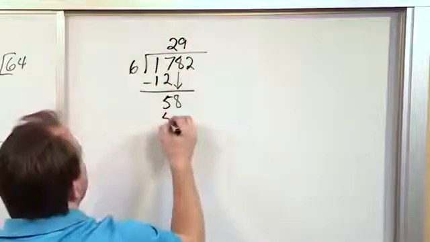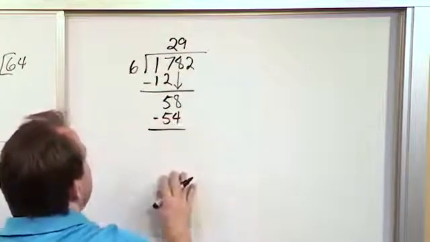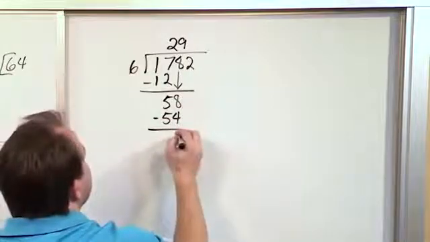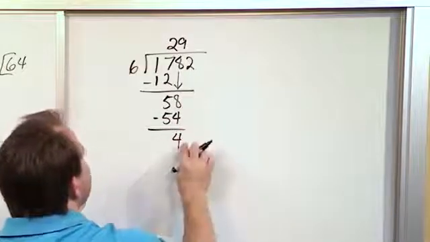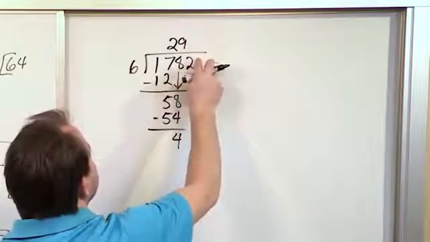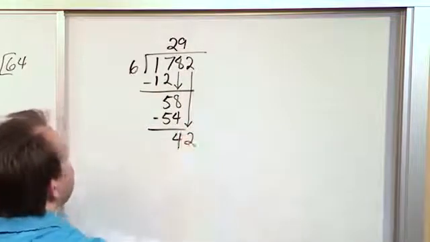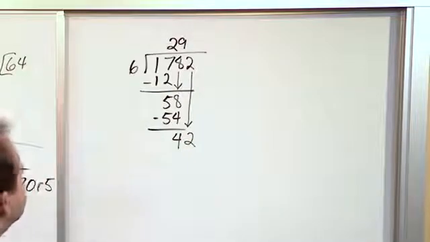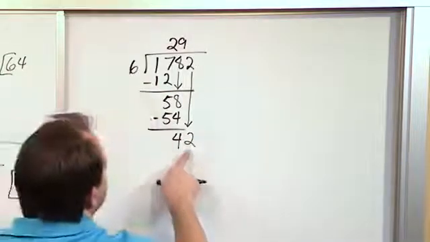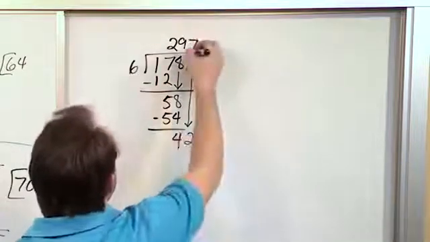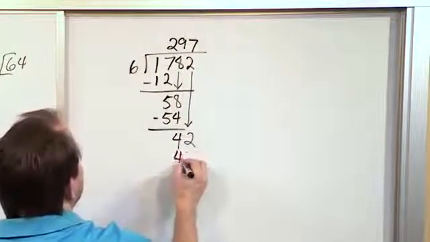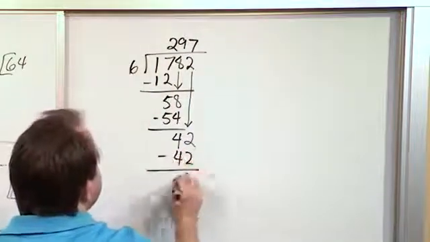9 times 6 you multiply and you get 54 and you again subtract. When you do this subtraction, you're just simply going to get 4. After the subtraction step, you always look at the very top of your problem and drag the next digit that you have down to the subtraction step. So we pulled the 2 down. How many times will 6 go into 42? It goes exactly 7 times because 7 times 6 is 42. When you subtract, you just get 0.